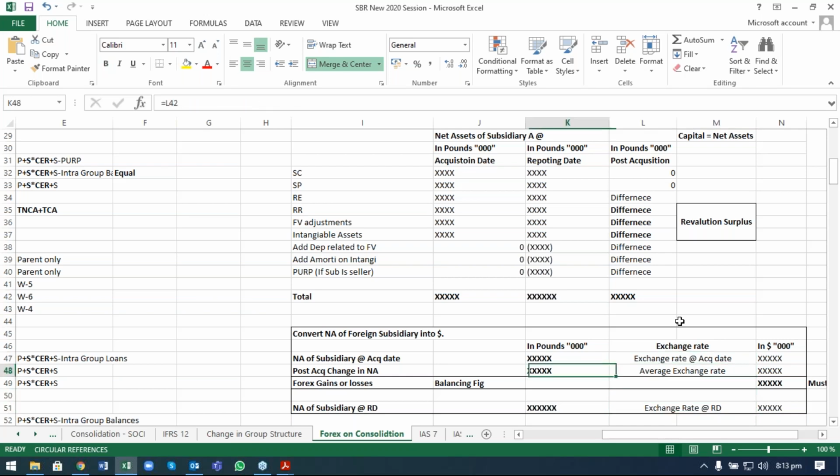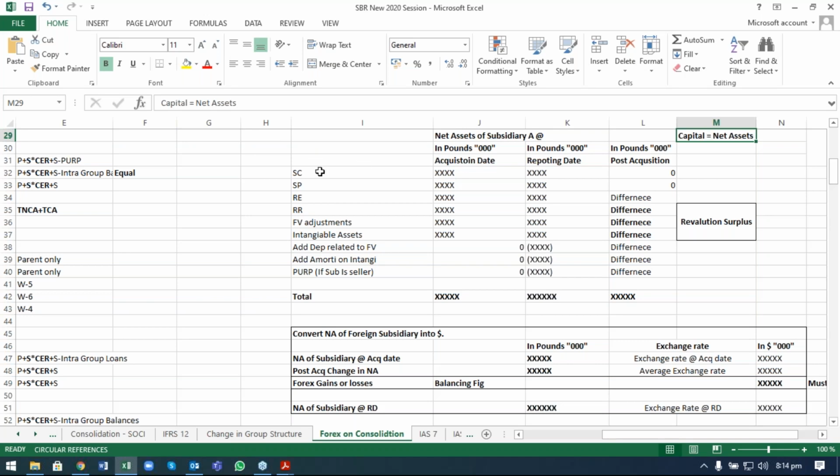Then for the post acquisition, it is actually the change in net assets, as net assets is the capital section of the subsidiary. As we mentioned earlier, net assets is equal to the capital. So there is only one change made to the capital, because of the income or expense. Everyone knows that the capital structure of the company changes because of the profit made during the year, due to the total comprehensive income during the year.